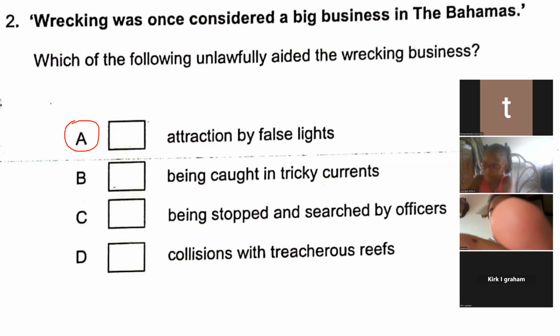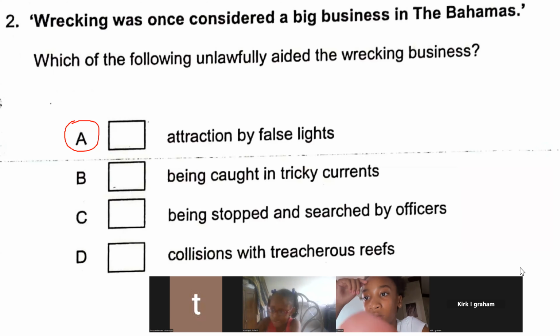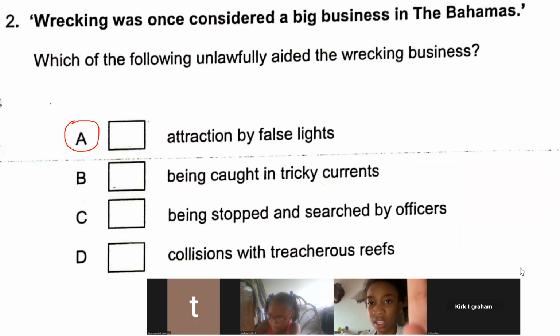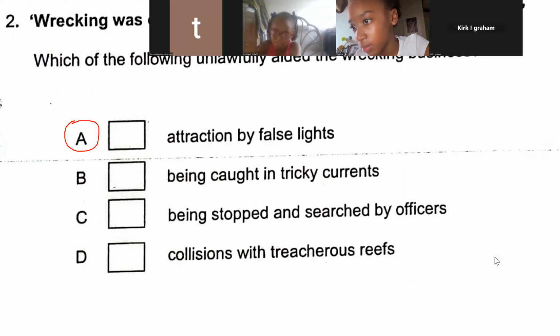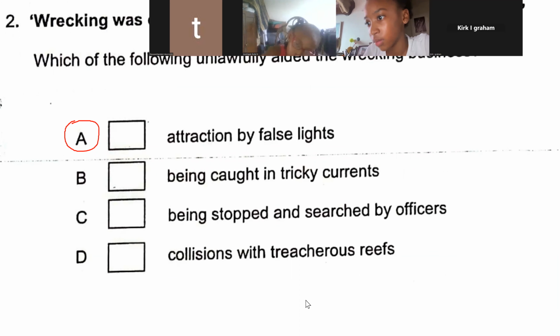All right, so unlawfully means that it was not permitted to happen, but they still did it anyway. If they wanted to wreck your ship, they would put fake lights so you could think, oh, this is the right way, but it wasn't. Your ship would get shipwrecked because you thought that way was the right way, but indeed it was the wrong way. So that's what they mean by attraction by false light.